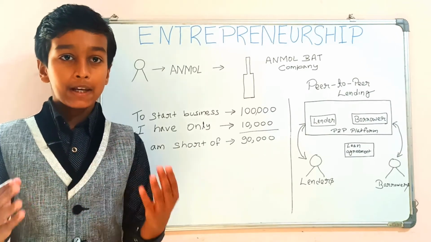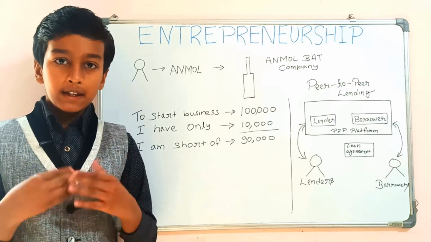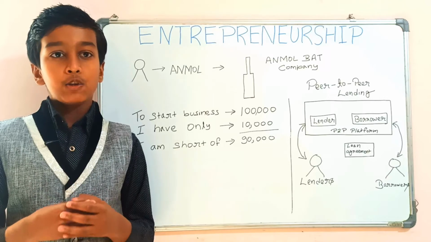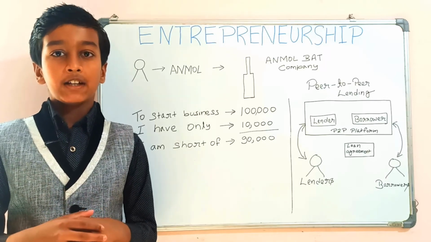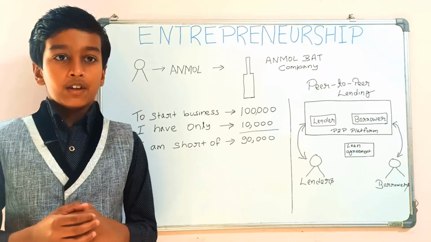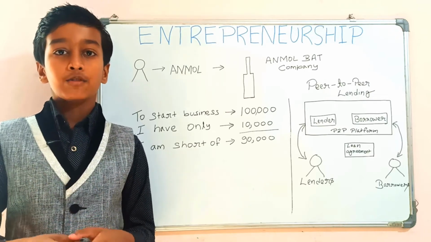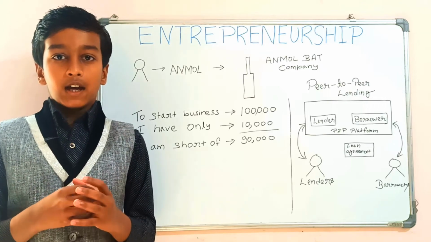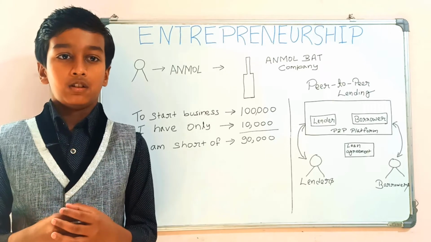If I say it in a simple line, peer-to-peer lending is a website. On that website, you need to create a profile. You don't need to go anywhere. You will talk with the lender through the website. You can even bargain. For example, the lender says the interest rate is 25%, and you say the interest rate I can give is 20%.